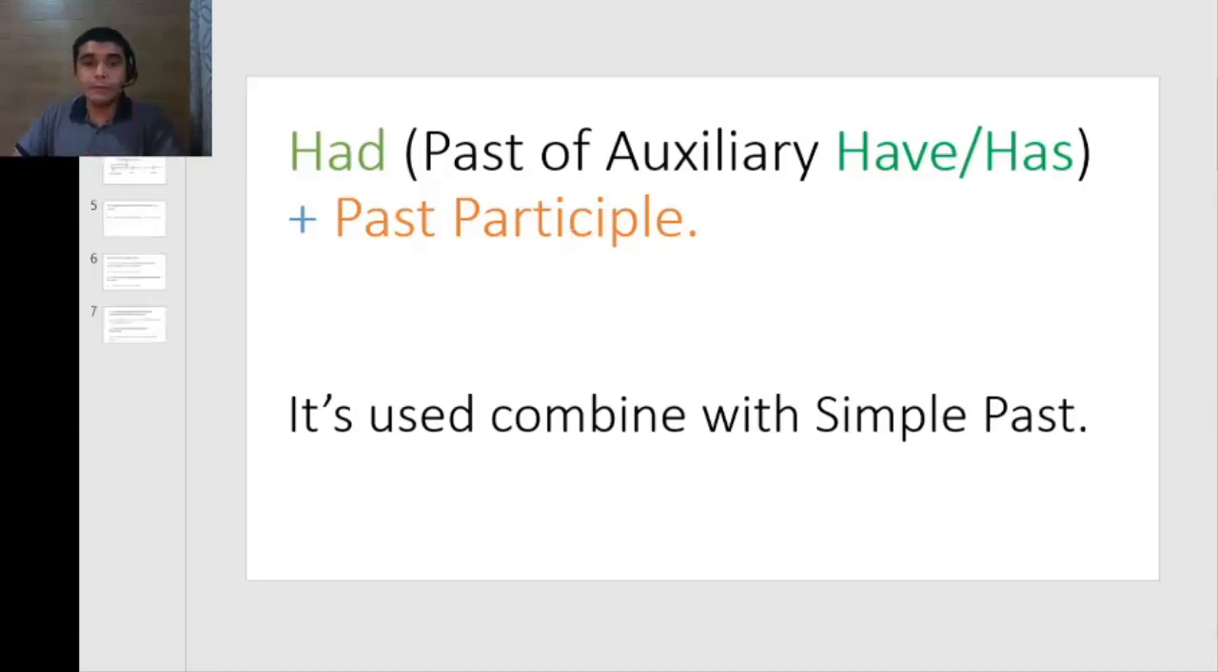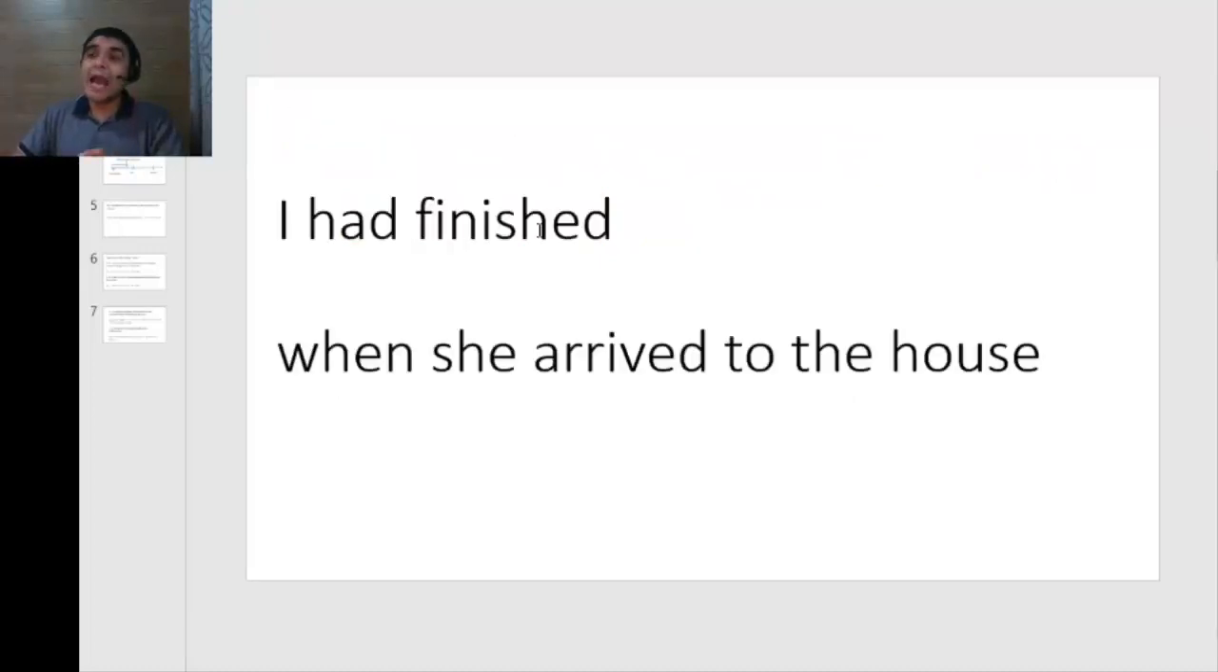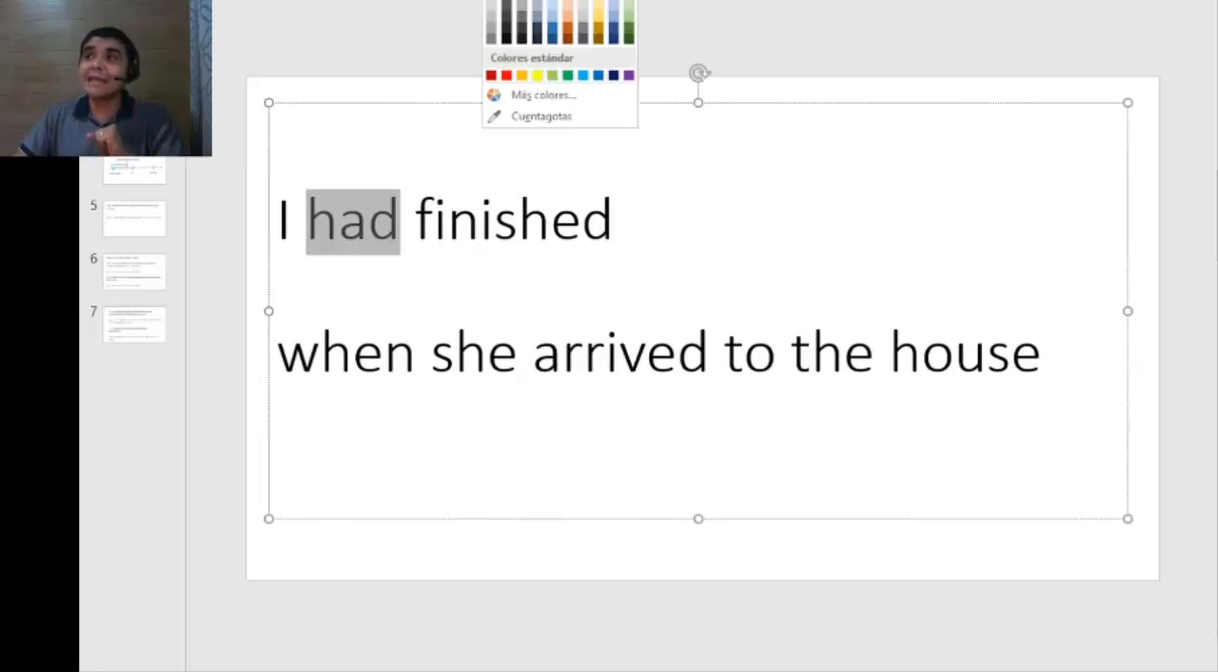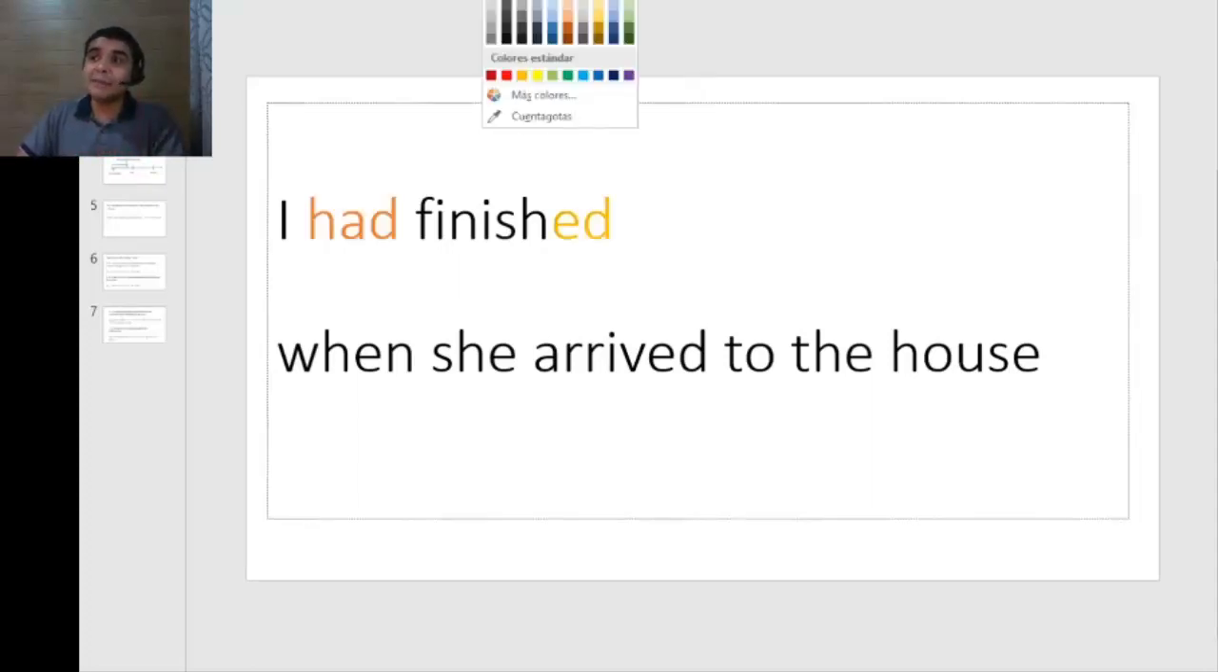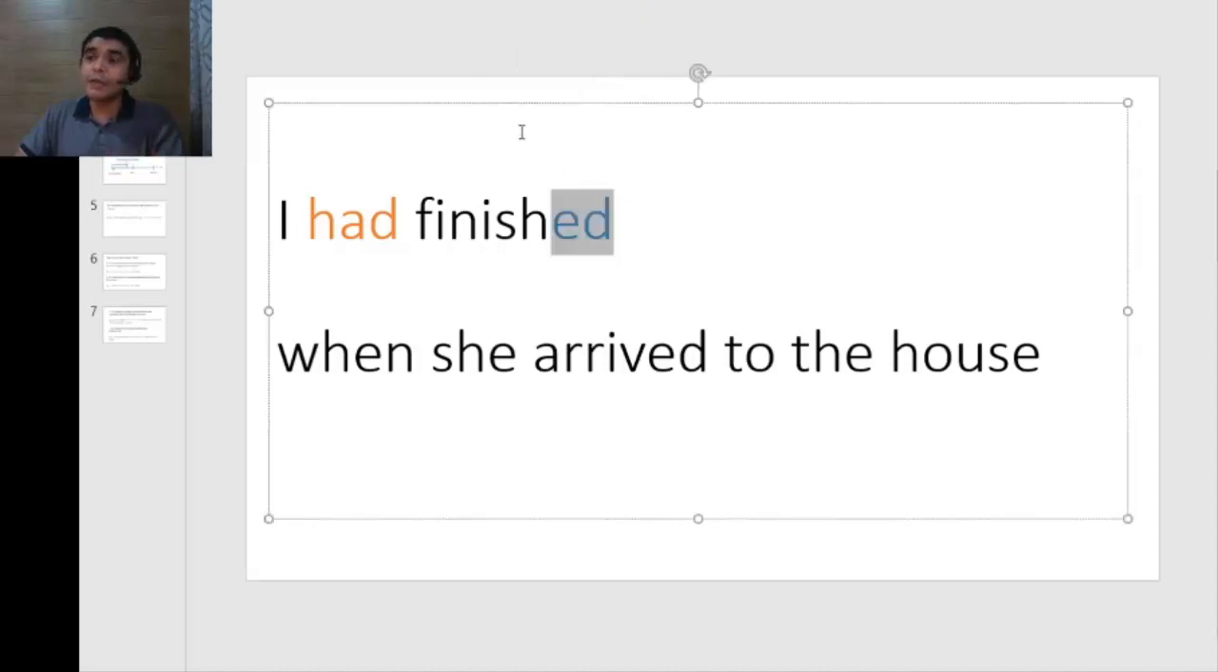Okay, let's see an example of a sentence using past perfect, for you to know how we use the auxiliary had plus the past participle. This one, we say, I had finished. I had finished. If you see, I am using had as an auxiliary. The past version of have or has, in this case had, is the only one that we have to use, plus finished, which is the past participle of the verb finished. Okay, I had finished.